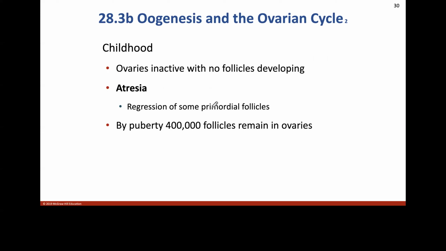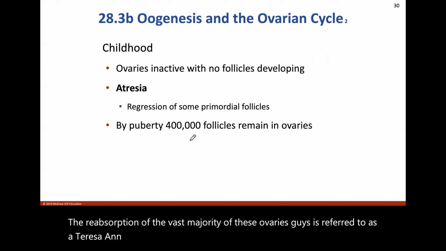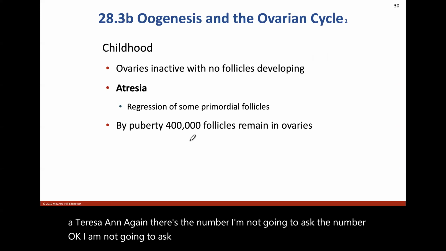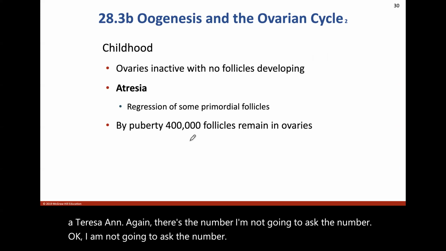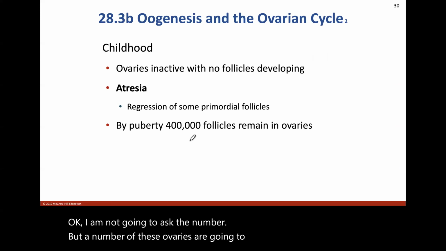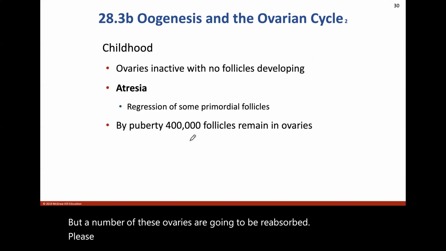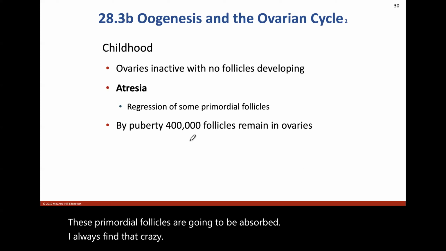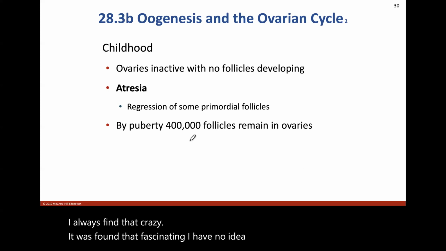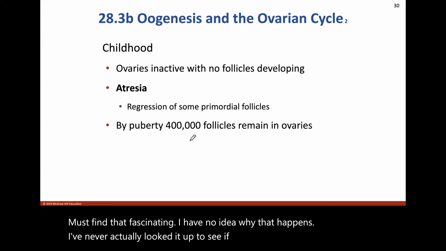The reabsorption of the vast majority of these follicles, guys, is referred to as atresia. And again, there's the number. I'm not going to ask the number. Okay. But a number of these follicles are going to be reabsorbed. These primordial follicles are going to be absorbed. I always find that crazy. I always find that fascinating. I have no idea why that happens. I've never actually looked it up to see if anybody gave a reason as to why.